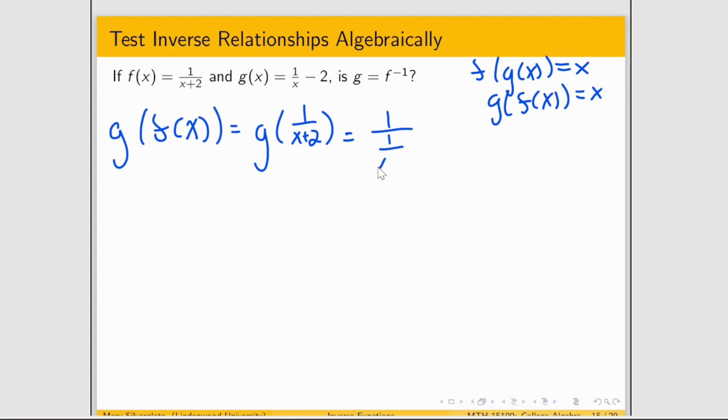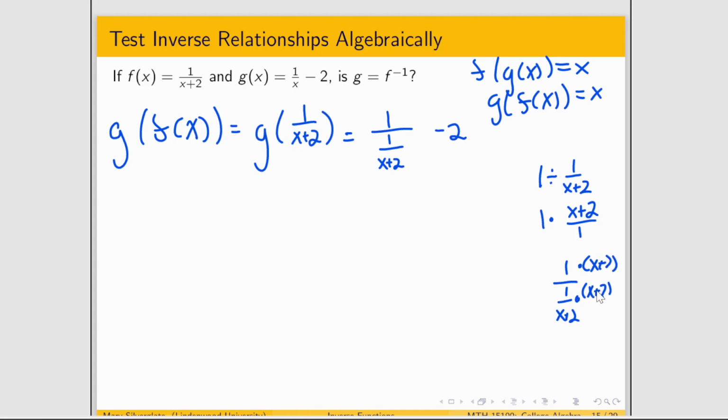So I have 1 over x plus 2, and then I've got this minus 2. And then to simplify this, there's a couple different ways I could go about it. I could just keep in mind that I know dividing by a fraction is the same thing as multiplying by the reciprocal. Or you might have been trained to go ahead and just multiply both the top and the bottom by the least common denominator. That would be another equally valid way to go about this.